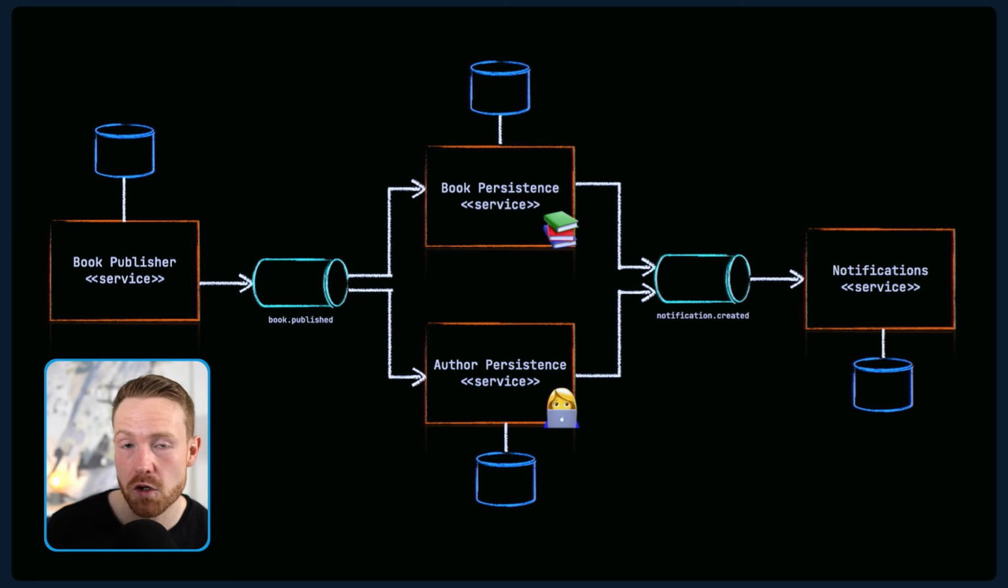We then see that they also publish a notification. That goes onto the notification topic, and then that's picked up by the notification service, which puts the notifications in its database and exposes them via the REST API. And this is a very basic example of how you can build event-driven Spring Boot microservices communicating via Apache Kafka.